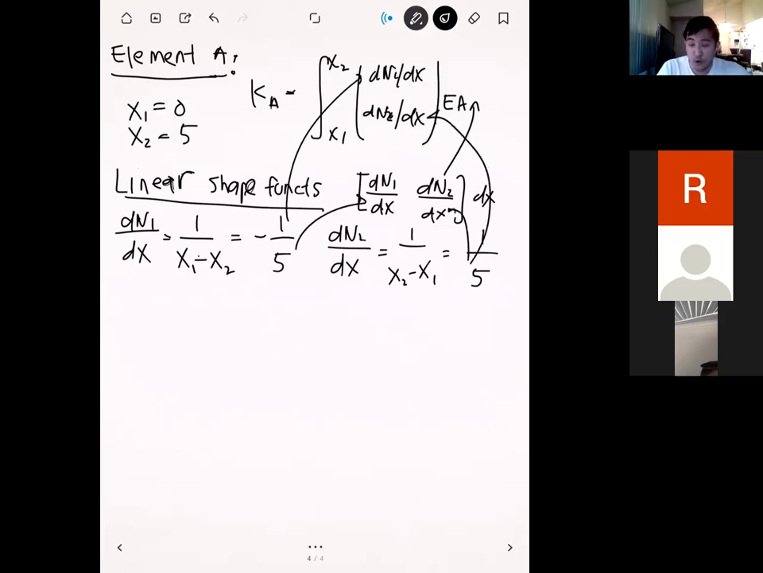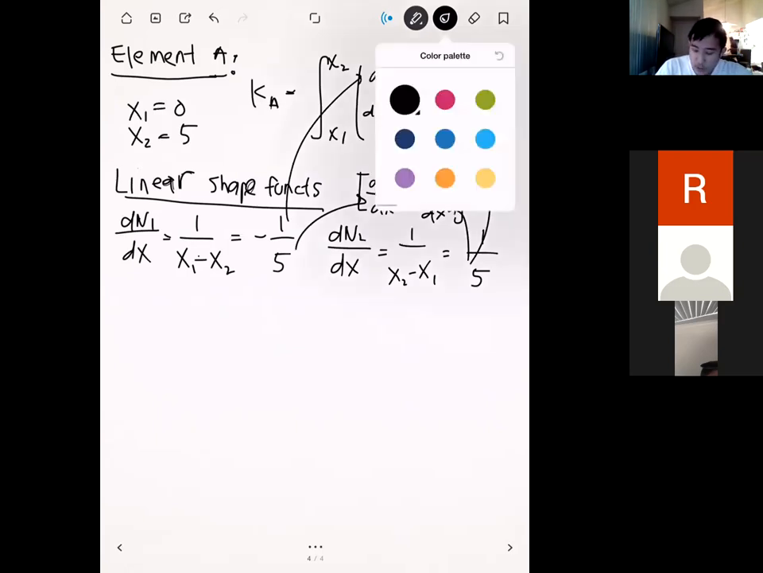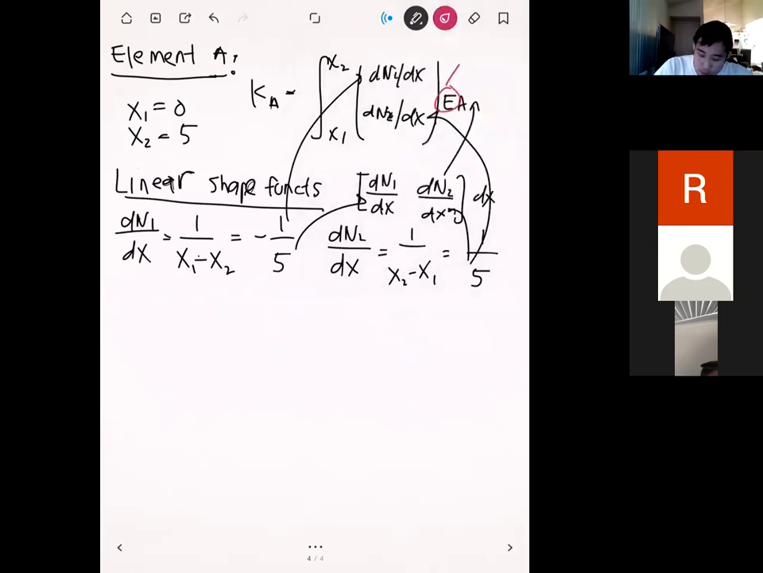And then we can start to form our matrix. Besides that, we also know E. And E, I think, was 500 pascals, if I'm not mistaken. 5,000 pascals.